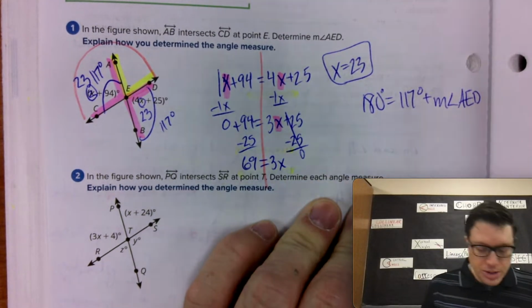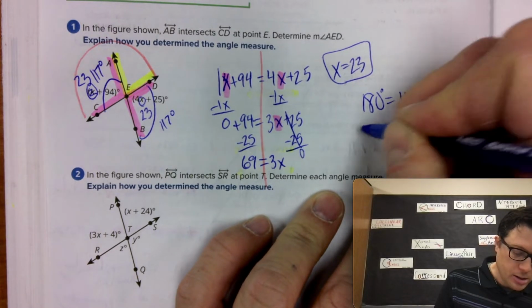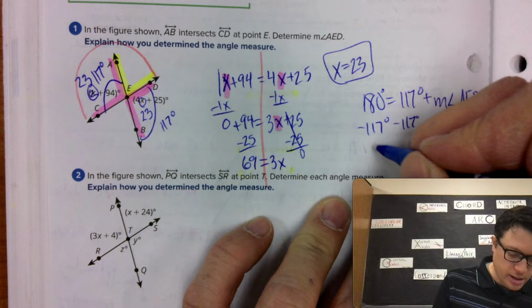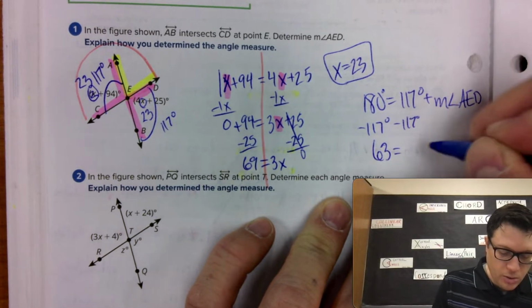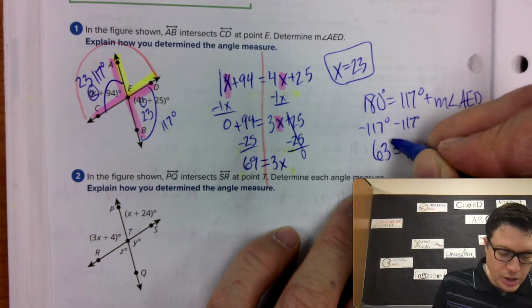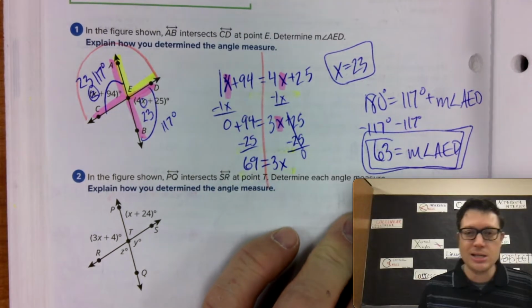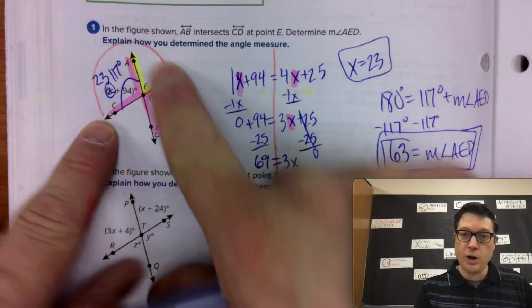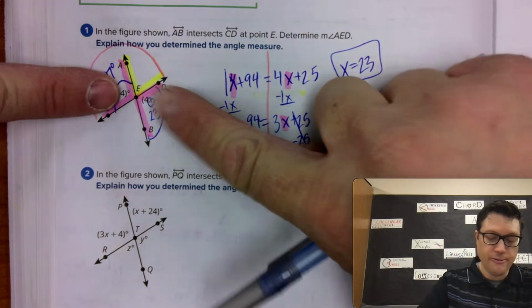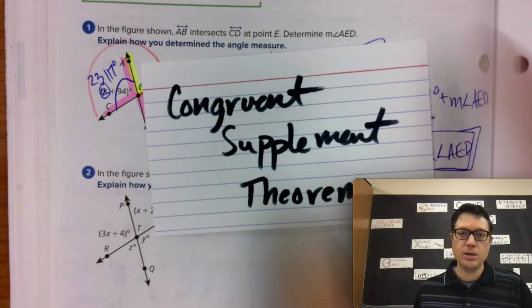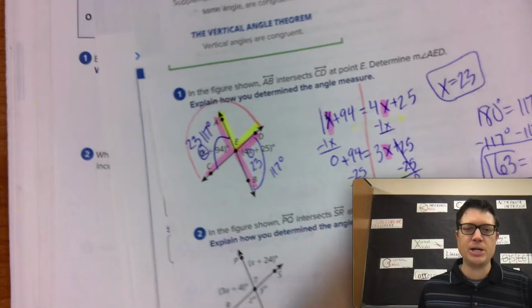By subtracting both sides by 117, I get the following answer: 63 equals the measurement of angle AED. This is the final answer. I used linear pair, I used vertical angles, and I used supplements. Supplementary angles add to 180.